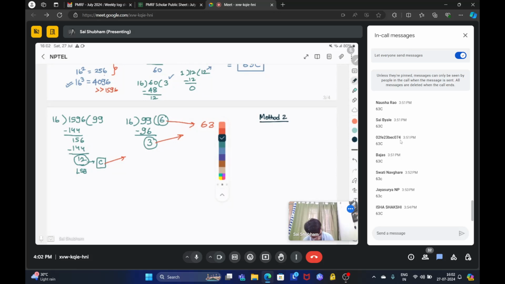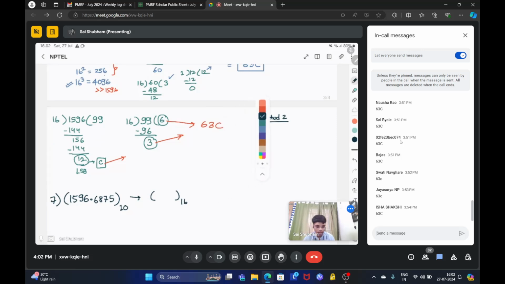So, same problem. You have to convert it into hexadecimal. Take 5 minutes. I think it will be difficult for you right now. I think we should start with octal. Okay.